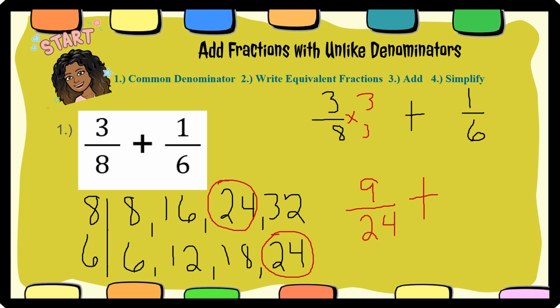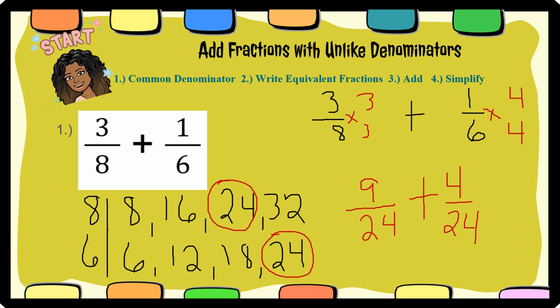Plus, now we have 1/6. The only number that we can multiply 6 by to get 24 is 4. So whatever I do to the denominator, I do to the numerator. So now we have 1 times 4 is 4, and 6 times 4 is 24.